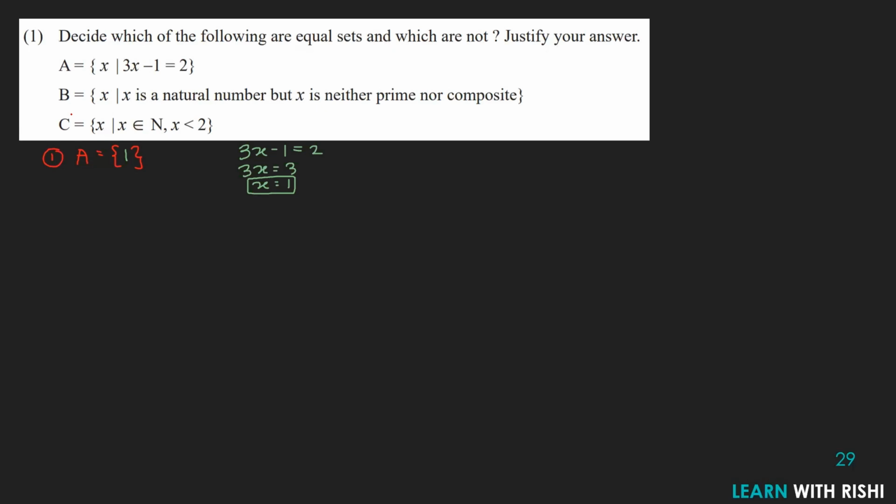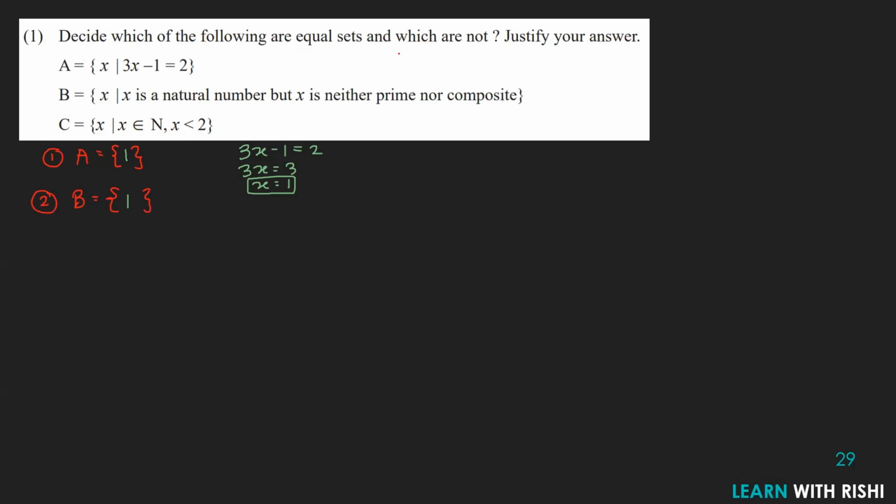Now let us solve the set 2, that is B. Set B: set of all x such that x is a natural number, but x is neither prime nor composite. Now we know that a number which is neither prime nor composite is 1. So again, my element is 1. This is also a singleton set.